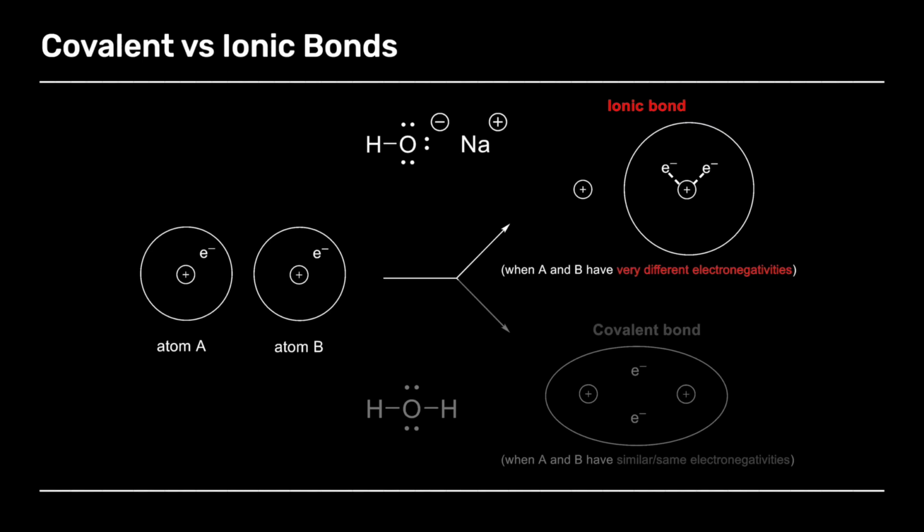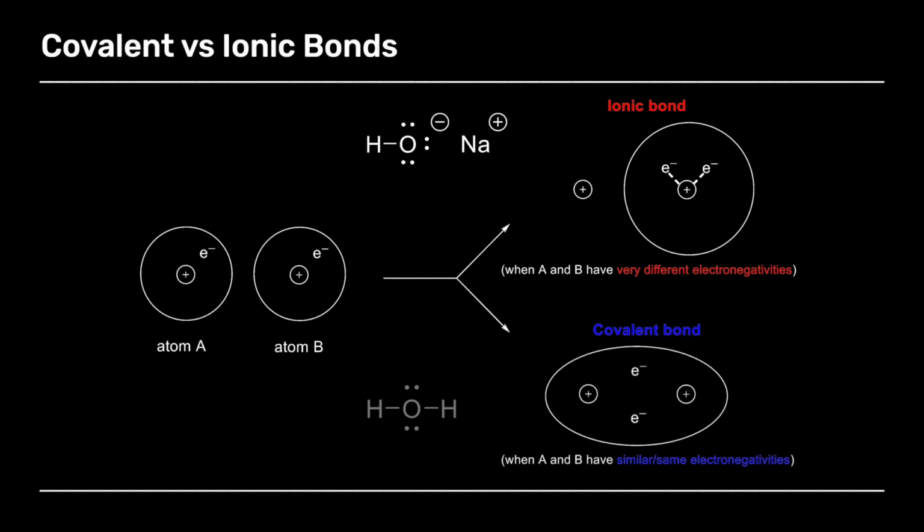A real example that you've likely encountered, especially if you've had a chemistry lab before, is sodium hydroxide. In sodium hydroxide, the electronegativity difference between sodium and oxygen is substantial. Oxygen is much more electronegative, so it forms an ionic bond with sodium, which takes on a positive charge, and the bond itself is actually just an electrostatic interaction between the positive and the negative charge.